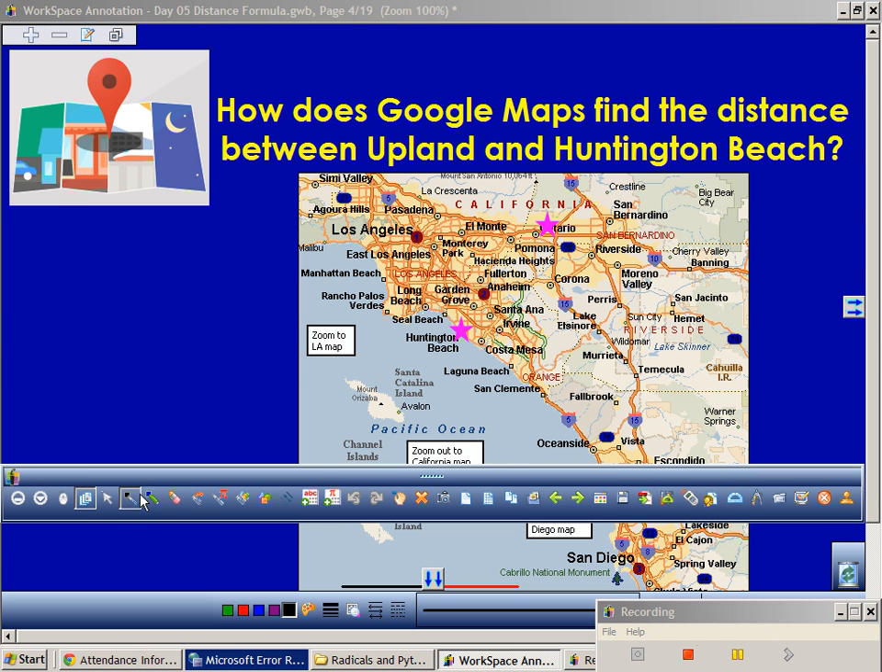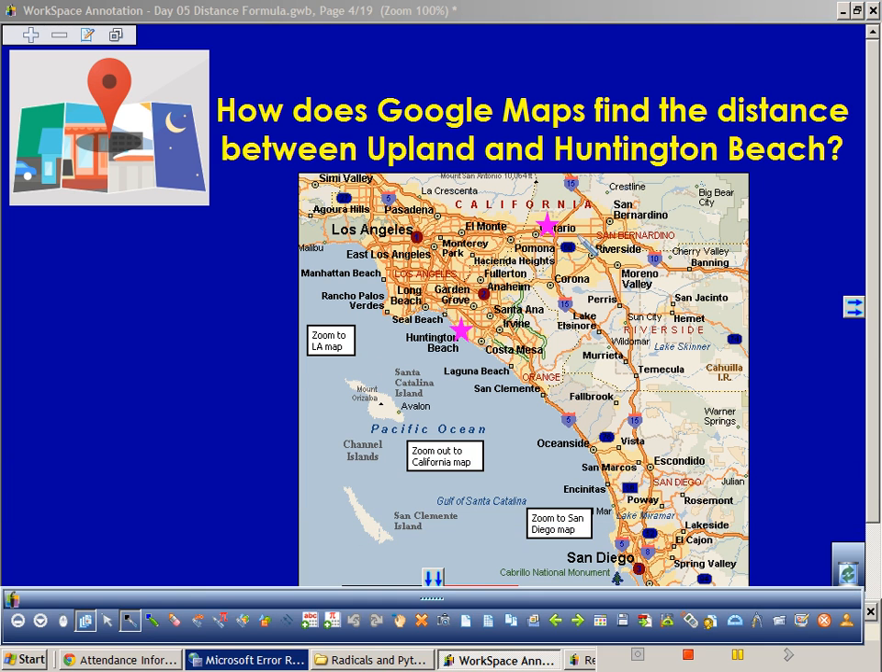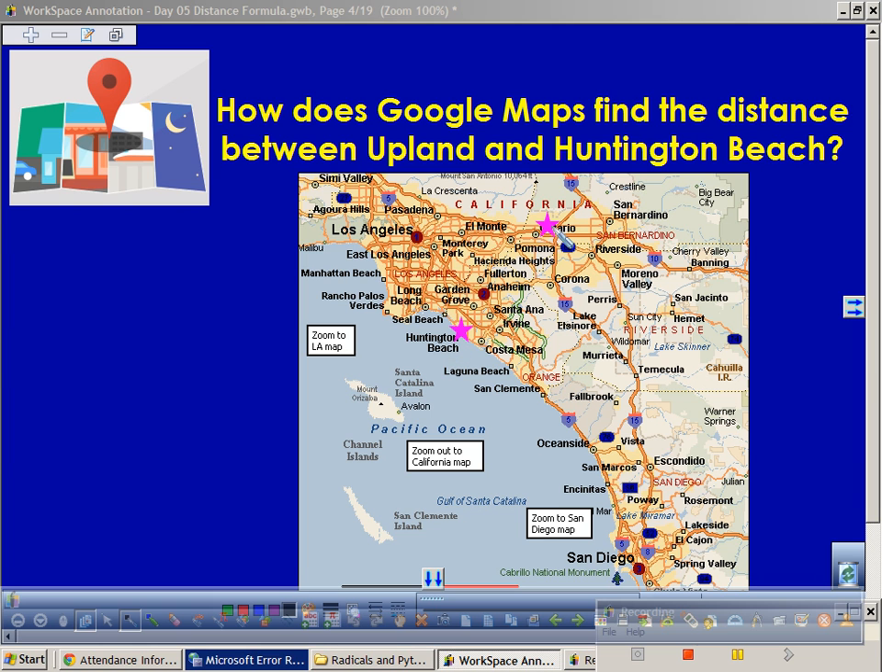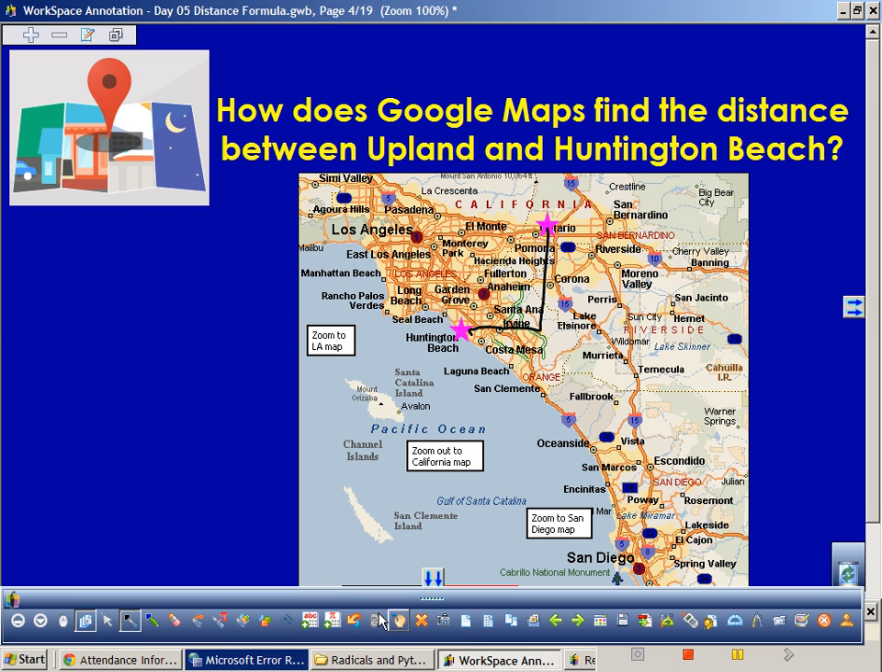So actually, this is kind of not a fair question, because you can talk about the distance from here to here, but when we drive, do we drive like that? So a map can find the distance straight from Upland to Huntington Beach, but you usually have to drive there, correct? All righty.